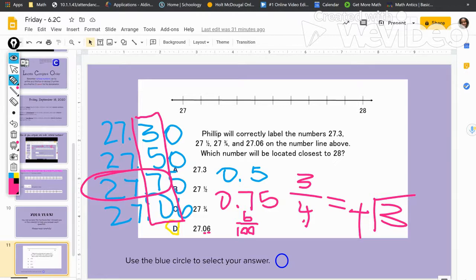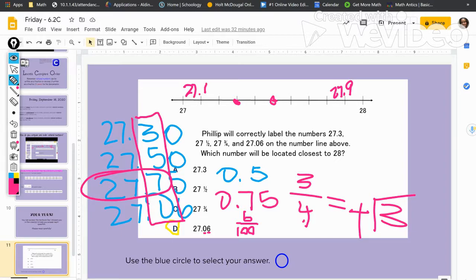This number line is split into tenths, so this would be 27.1, and this is 27.9 right here. Okay, the 27.3 would go in this dot, or this place. 27.5 would go here. 27.75 is going to go in between 27.7 and 27.8 because it's half. That represents in between 0.7 and 0.8.